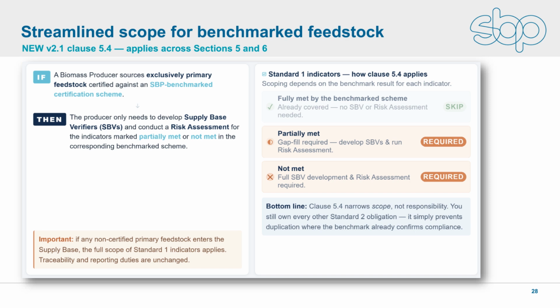2 important practical points. First, and this is what the note on the bottom left of the slide flags, clause 5.4 applies only if all primary feedstock is certified. If any non-certified primary feedstock enters the supply base, the full scope of Standard 1 indicators applies. Second, clause 5.4 narrows scope, not responsibility. Every other Standard 2 obligation, traceability, reporting, subscope management, stakeholder engagement, the risk management plan where specified risks are identified, still applies. 5.4 simply prevents duplication where the benchmark scheme has already done the work.